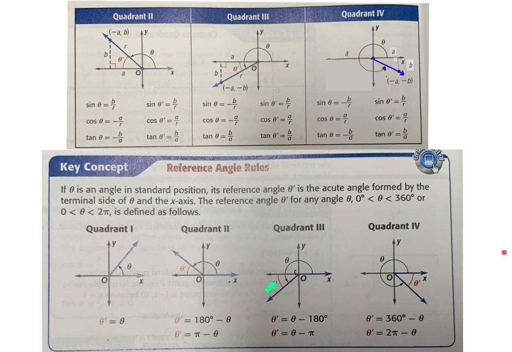Closest to the x-axis. So I'm going to take the angle they gave me and subtract 180. How close am I? And then over here, all the way in the fourth quadrant, I am going to be closest to the x-axis here. So I'm going to say 360 minus this angle to see what's left over. And that is my reference angle.